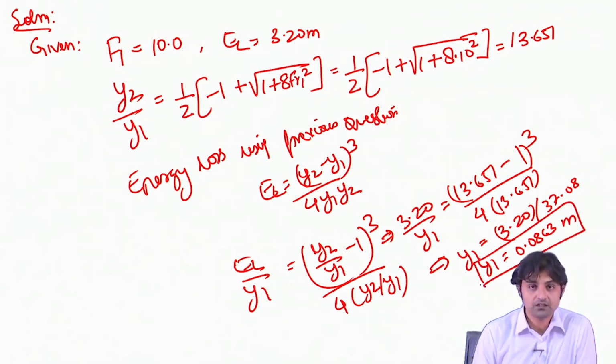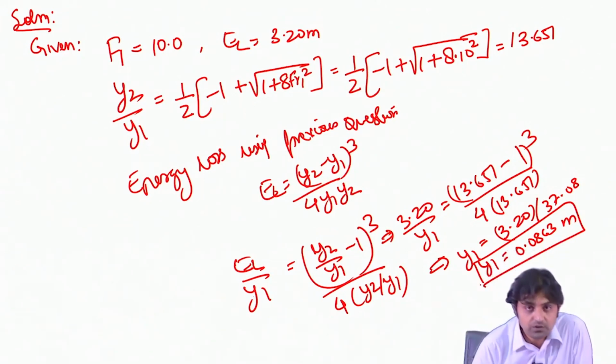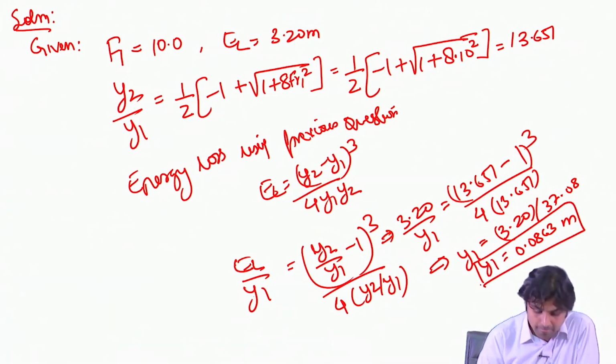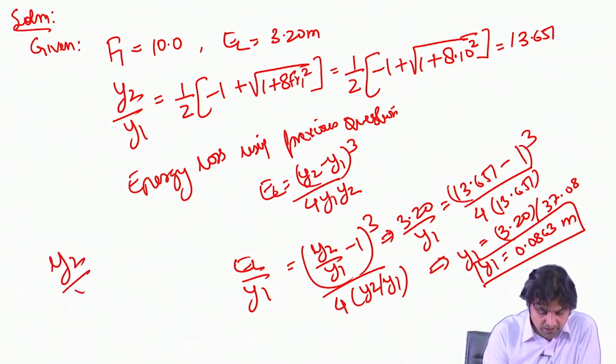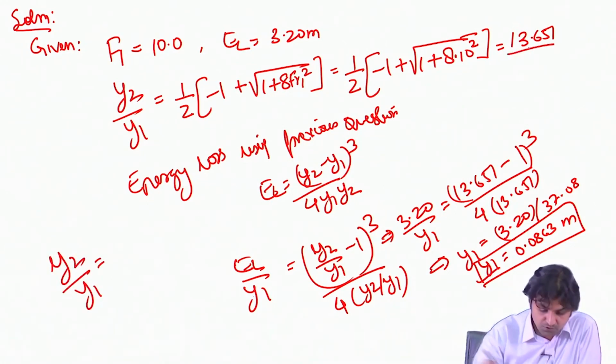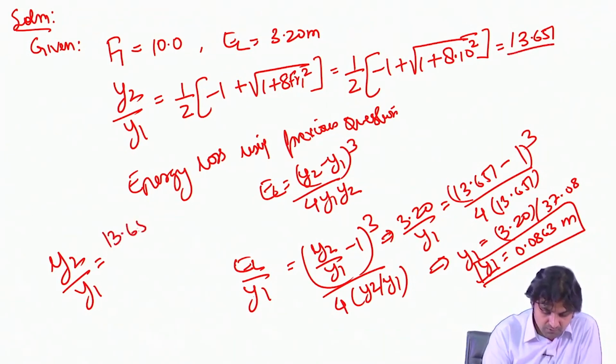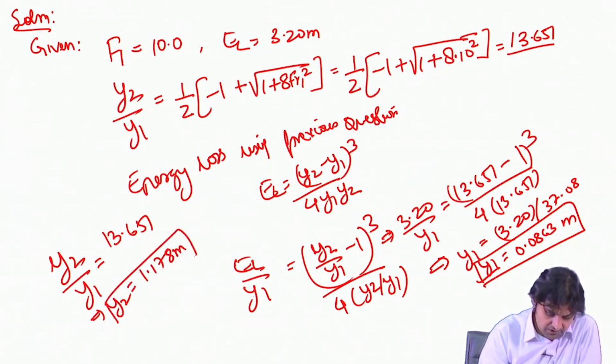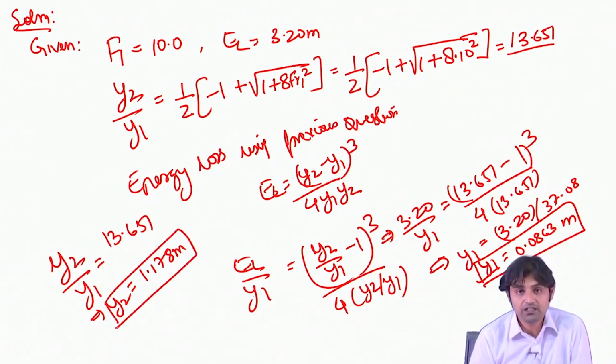All right. So, 0.0863 meter. Now, y2 by y1 we already know, we have found out y1. So, y2 by y1 came out to be 13.651, which implies y2 is going to be 1.178 meters. So, the water level is increasing. All right.